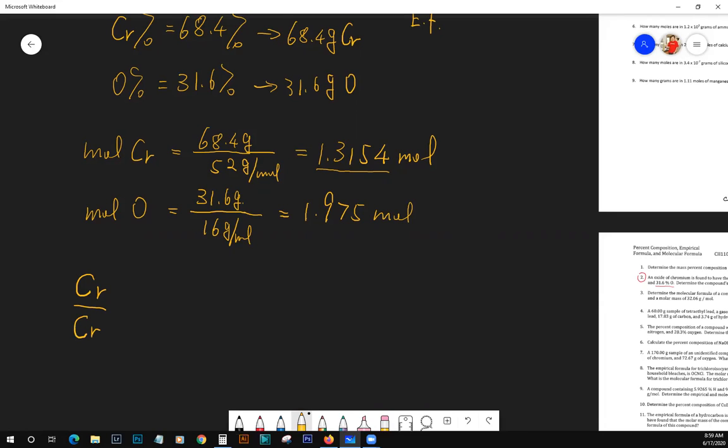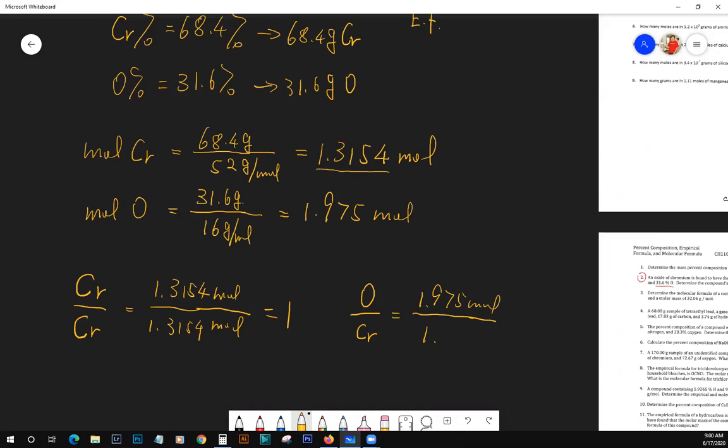So chromium divided by chromium is 1.3154 divided by 1.3154. Here this is a mole and this is a mole, so that's going to be 1. The next part, oxygen, we also need to divide by the chromium. So we have 1.975 mole divided by 1.3154 mole.